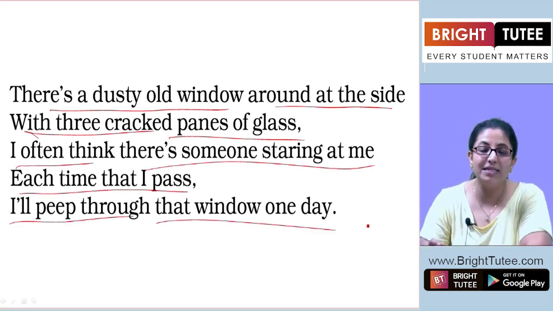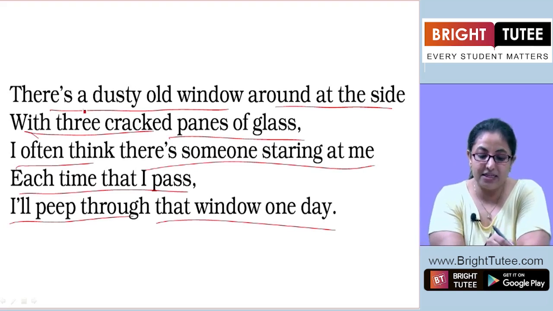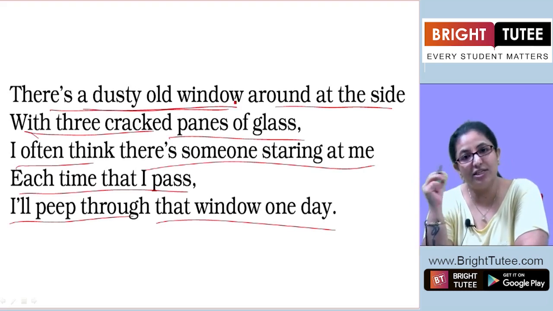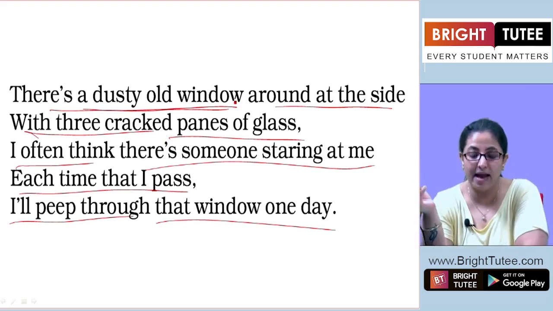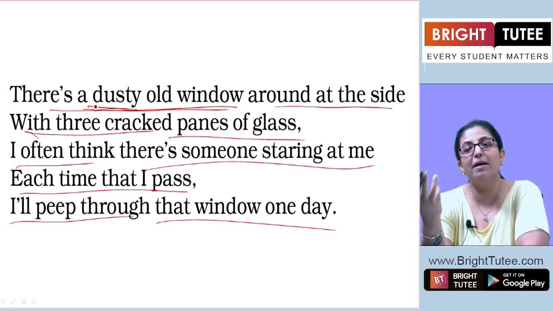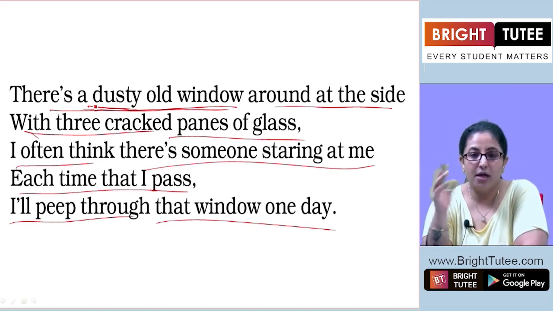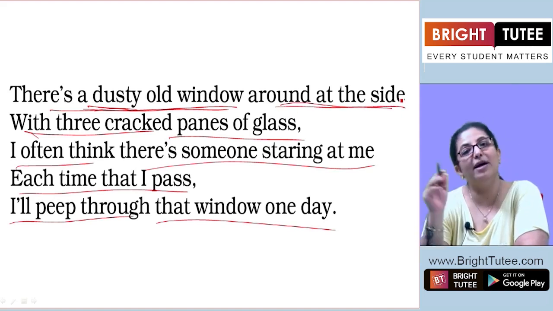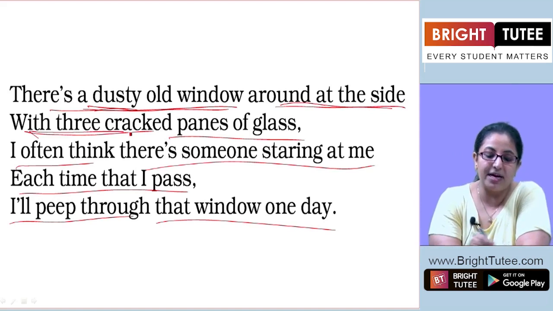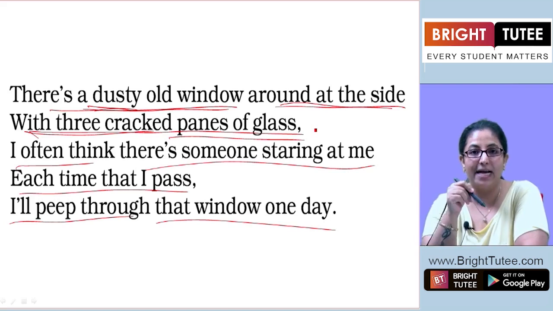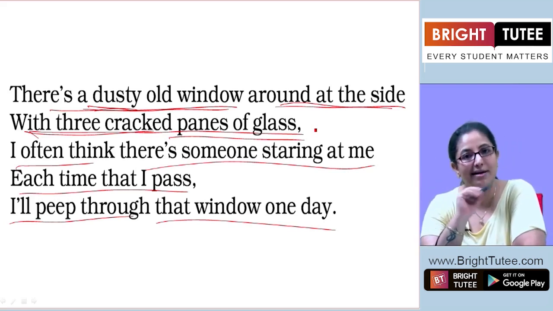So now what happens? The speaker says there's a dusty old window. Since that shed is very old, the hinges are rusty, the spider webs are there, and there's an old window in the shed which is dusty. Because of the wind, because of the shed not being taken care of, the window is all very dusty. Around at the side, there's a window at the side of the shed with 3 cracked panes of glass. The glass in the window is cracked. 3 panes of glass are cracked.